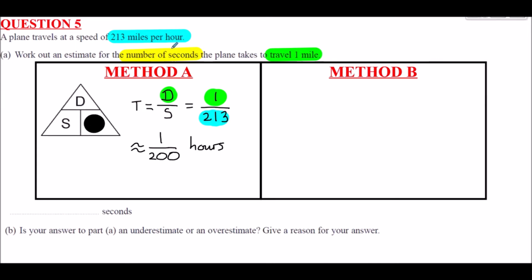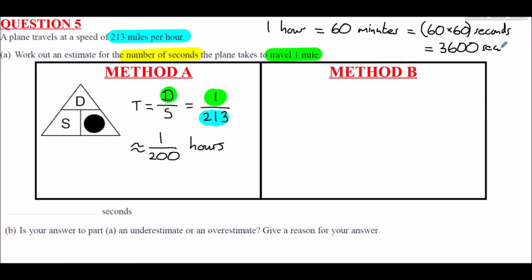Okay. So what we need to do here is think about how many seconds in an hour. Well, 1 hour equals 60 minutes. But each one of those minutes is in itself 60 seconds. So that's 60 lots of 60 seconds. So 6 times 6 is 36. Add on the 2 zeros. We can see that an hour is 3,600 seconds.